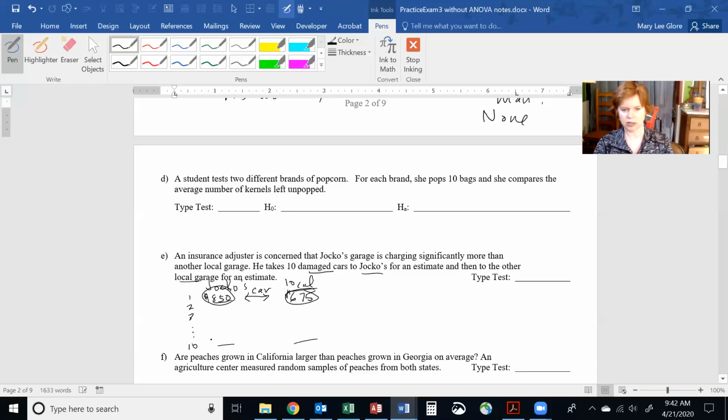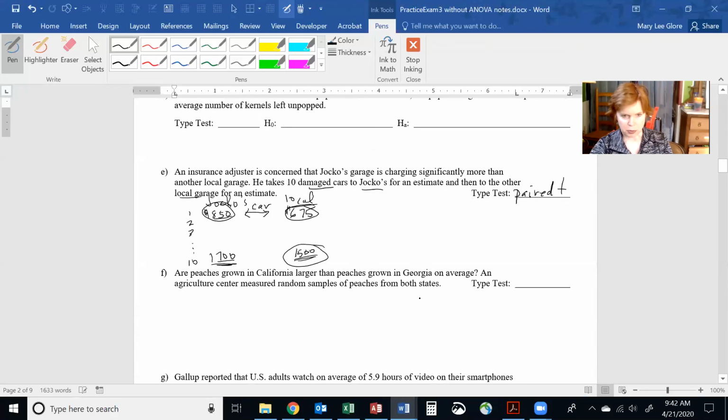So if this quote was $1,700, what's the quote going to be over here? It's not independent. It's not like, oh, I have no idea. It's probably going to be around $1,700 because it's a similar repair. I mean, this over here is $1,500. All right. So they're not independent. Knowing the price at Jocko's gives me an idea of what I expect from a local garage. So these are not independent. This is paired. This is a paired t-test.